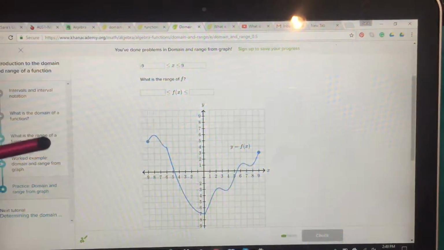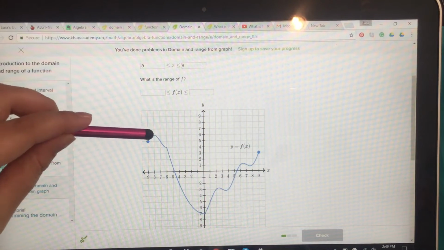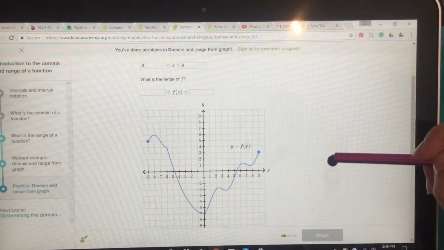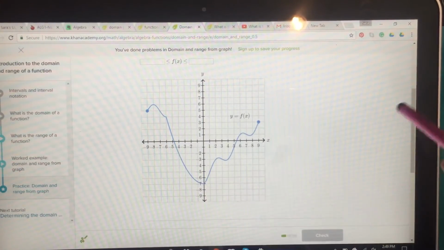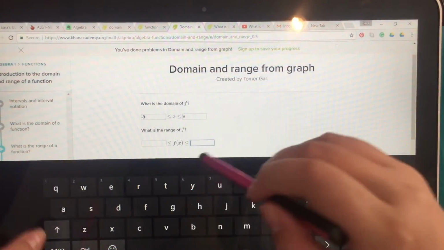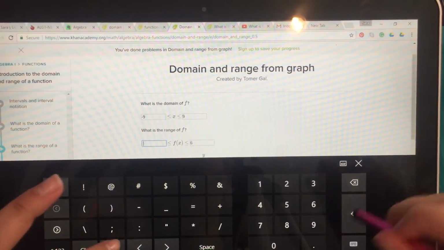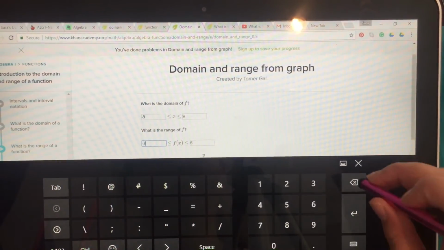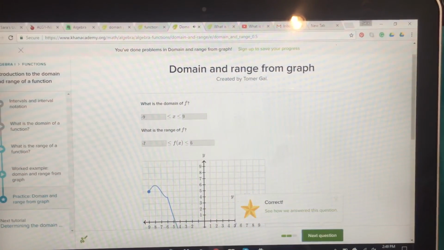So here, this is the furthest. We look at, okay, it would be 6 and -7. This goes all the way to -7. So 6 and -7. Now we check. Correct.